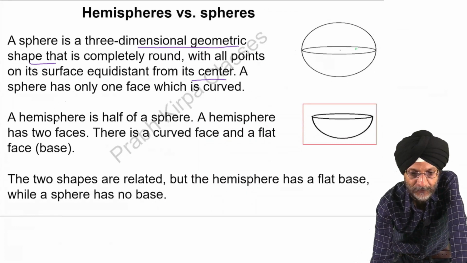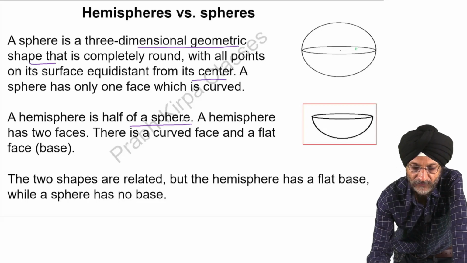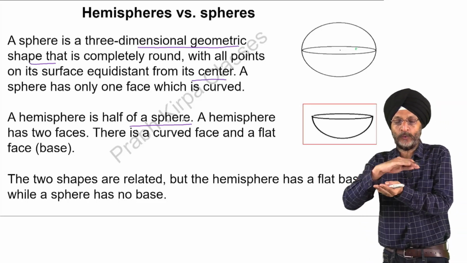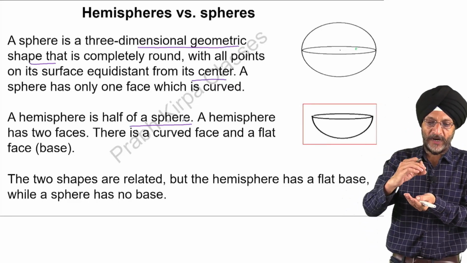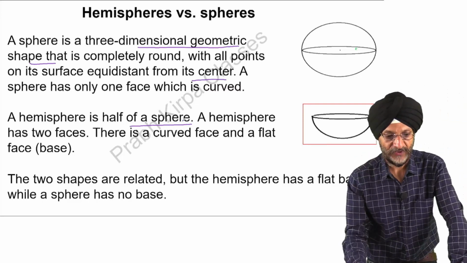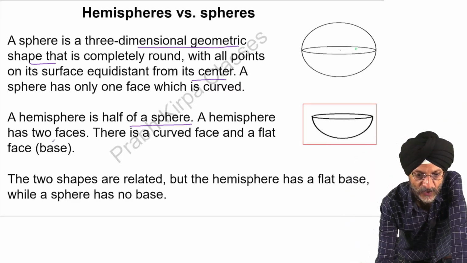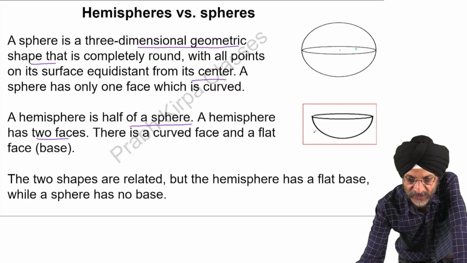On the other hand, a hemisphere is half of a sphere. A sphere can be divided into two equal parts and each part is known as hemisphere. A hemisphere has two faces. One is this, other is this. This face is known as curved face.